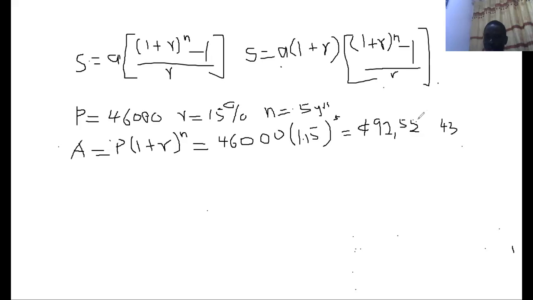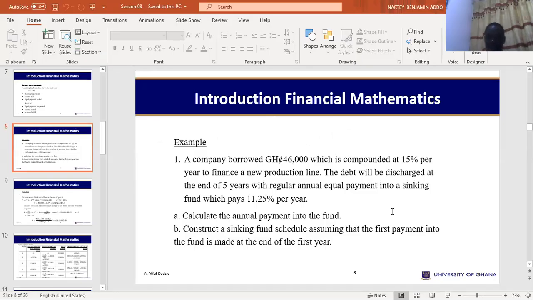Because you are putting the monies aside for the purpose of raising a capital equal to 92,522.43 to pay off this money, then it is a sinking fund. So let's look at the question. The question is saying that the debt will be discharged. So that is a single payment. It is not spread over a period where you are to make equal installments as it is in amortization.